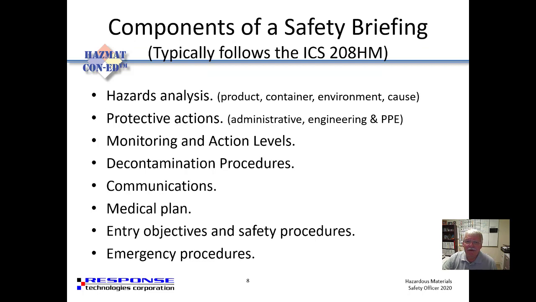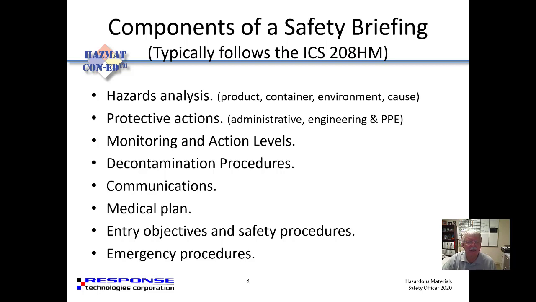Contents of the safety briefing, like I said, typically follows that ICS 208HM. That's why we really believe in that or a similar document that has all those components in there. We're going to talk about the hazards analysis, the product, the container, the environment, and cause. We're going to let people know what we think they're up against. The protective actions: what engineering, what administrative, what PPE controls are in place to protect them. What are our monitoring, our air monitoring and action levels?